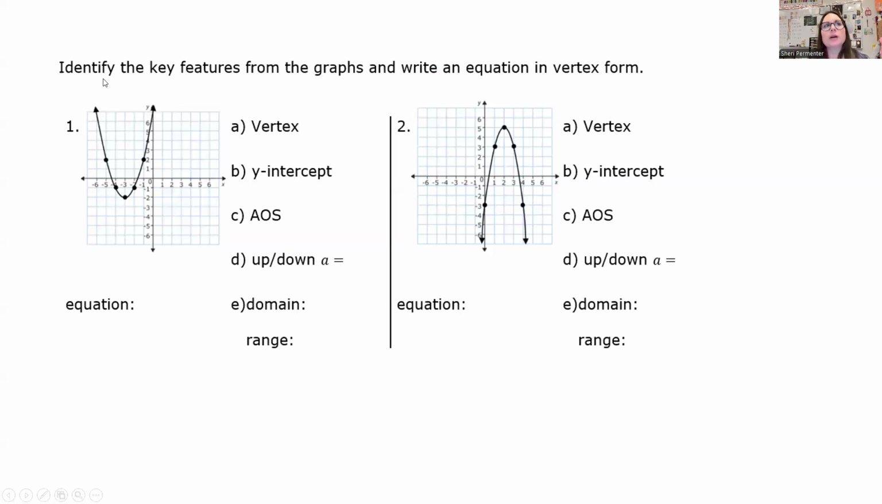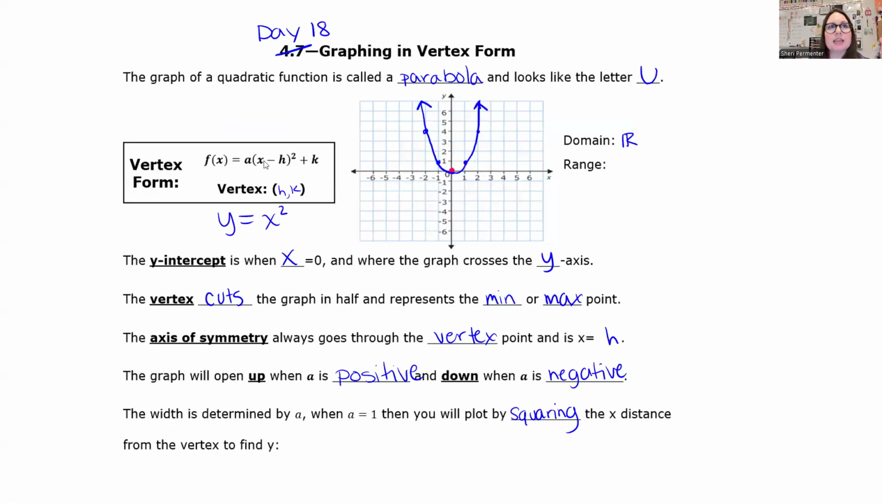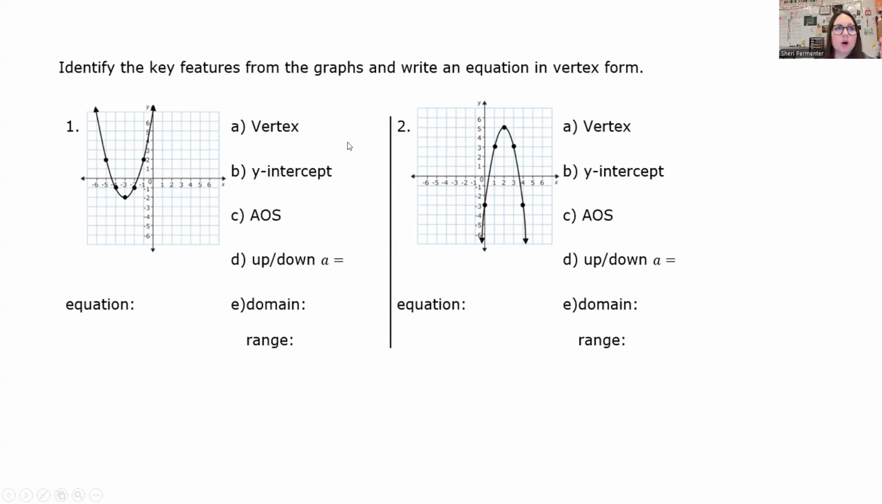So first, we're going to identify the key features from the graphs and write an equation in vertex form. So vertex form, it looks like this. Our equation is always going to start out with y is equal to, I'm going to give myself a little break after the equal sign, and then I'm going to have some x, leave myself a little break. So I'm leaving myself a little space here, and I can write something after. Every equation will start out looking like that. We just have to figure out what the blanks are.